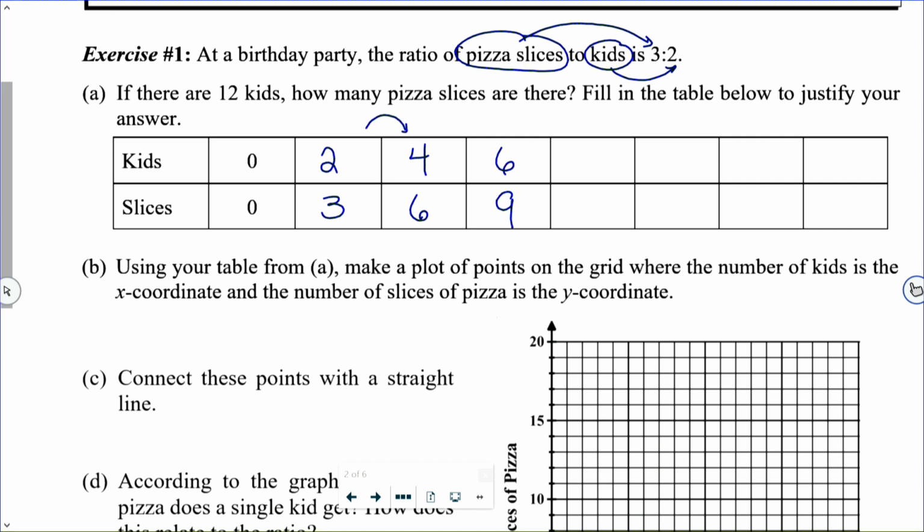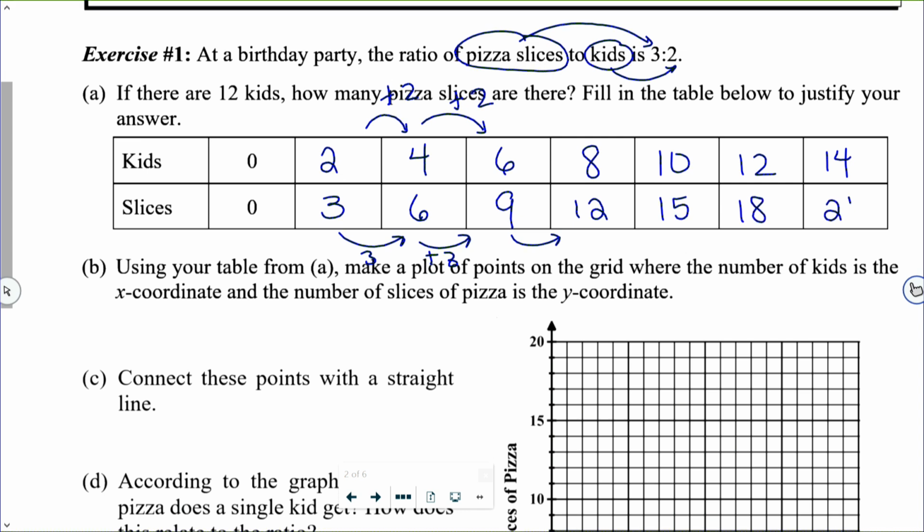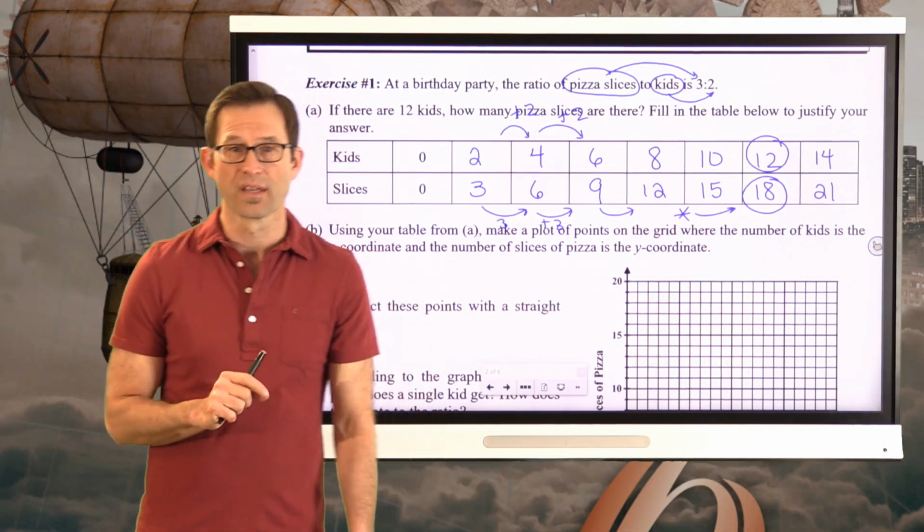We can also do that with the tables, where for every one of these columns, we're just going to increase by 2. So that's going to be 8, 10, 12, 14. And each one of these is just increasing by 3. So that's going to be 9 plus 3 is 12, then plus 3 is 15, plus 3 is 18, plus 3 is 21. We still have to answer the question, right? If there are 12 kids, how many pizza slices are there? There are 18. So that's how many pizza slices we need, 18, in order to have that 3:2 ratio, pizza slices to kids.